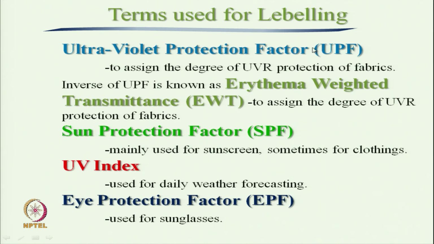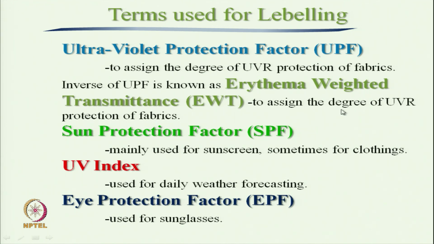show the level of protection by a fabric or any material. So, this is assigning a degree of UV radiation protection of fabric. Its inverse of UPF is the erythema weighted transmittance, EWT. So, UPF is equal to 1 by EWT. And sun protection factor, SPF, is mainly used for sunglass or sometimes for clothing. SPF also we can use.